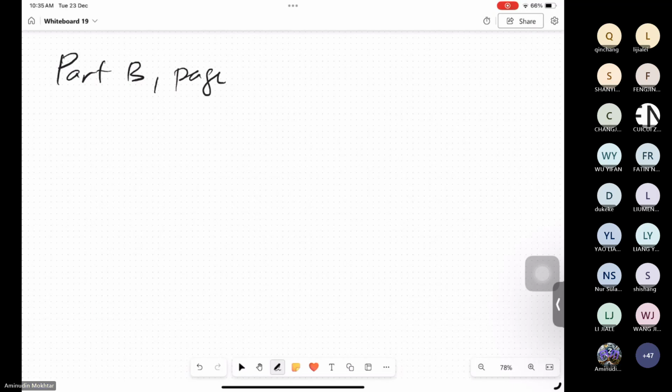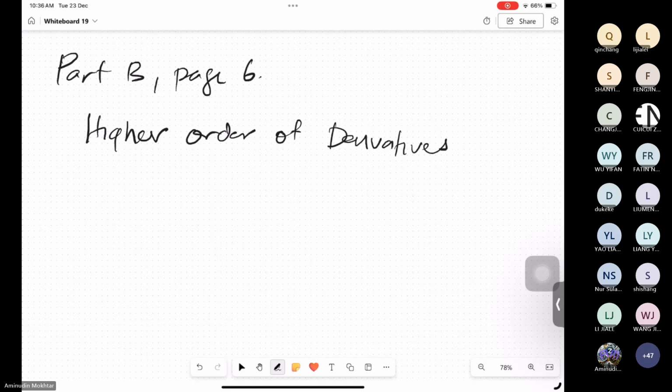Page number 6, Part B of my note. On page 6, we have the higher order of derivative. Higher order of derivative. Perbezaan pertama pada peringkat yang lebih tinggi.